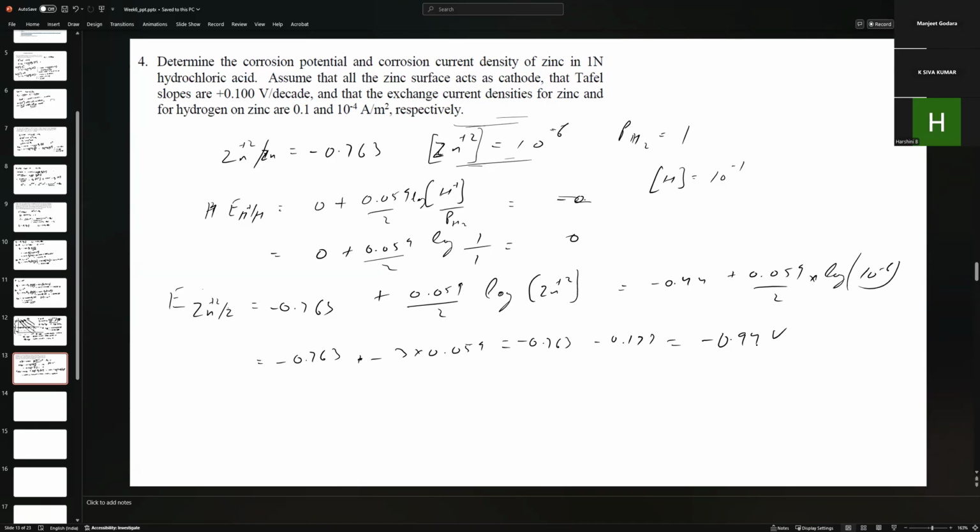You just have to write the equations for the cathodic and anodic parts. Anodic: E corrosion minus E of zinc 2 plus zinc, and delta cathodic would be E corrosion minus E of H.